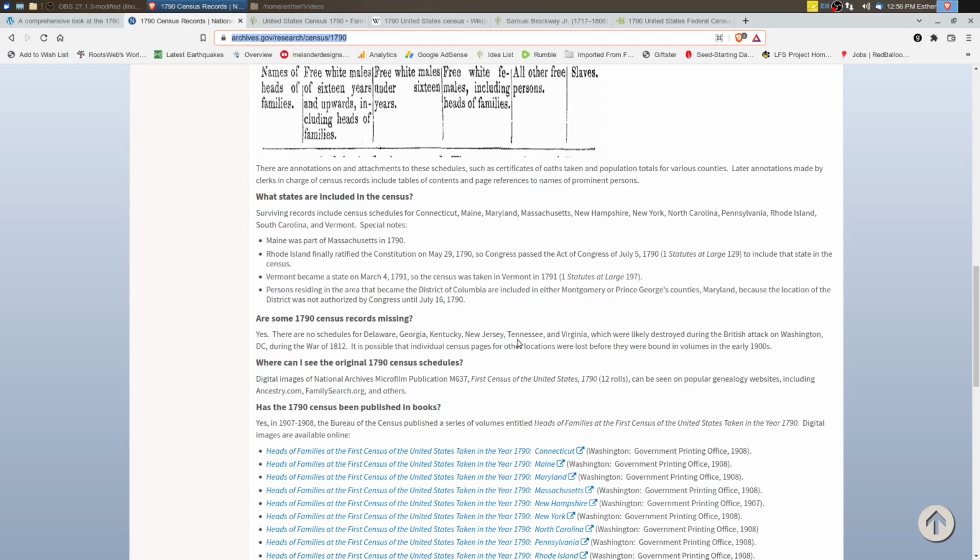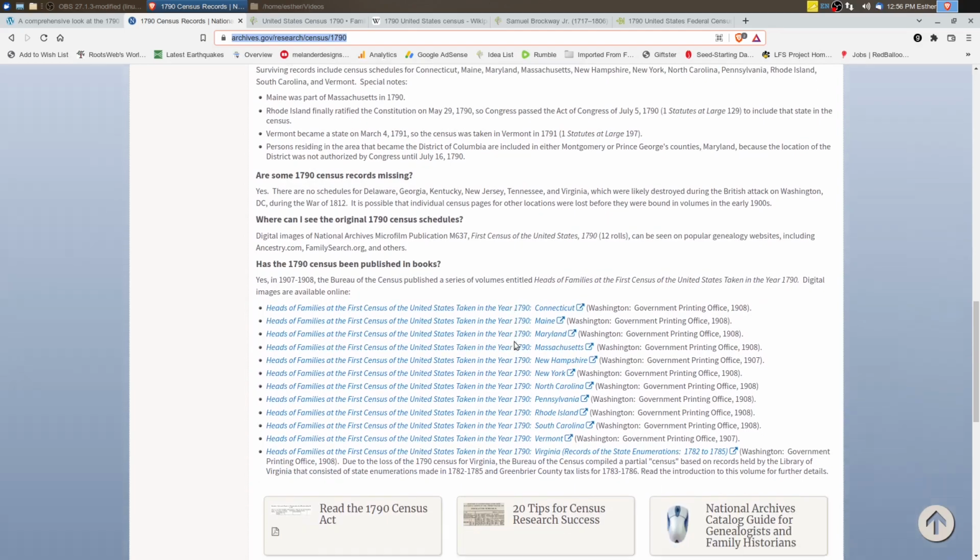It's possible that some of the individual census pages for other locations were also lost before they were bound into books in the 1900s. So they were just loose sheets until then. So if you're not finding your ancestor, you need to consider where they were living when you're looking. You can look at the original 1790 census schedules, and FamilySearch and Ancestry have the 1790 census. There's also books that have been published that you can look at.